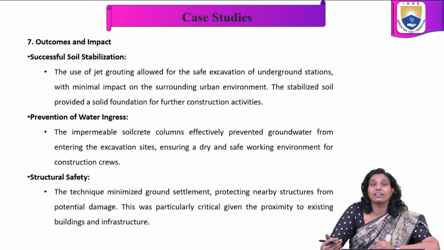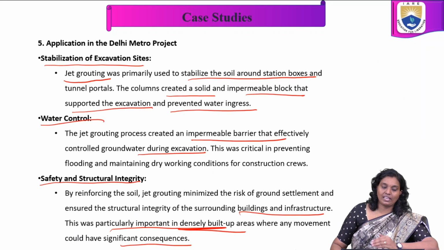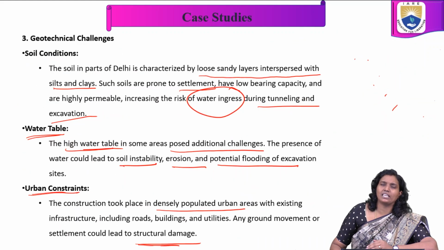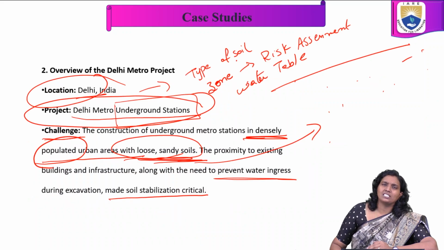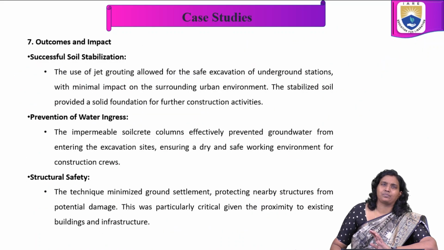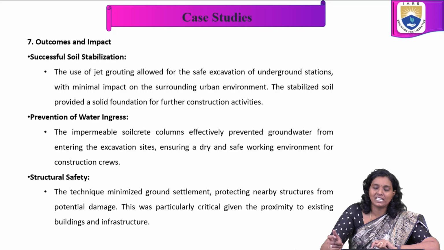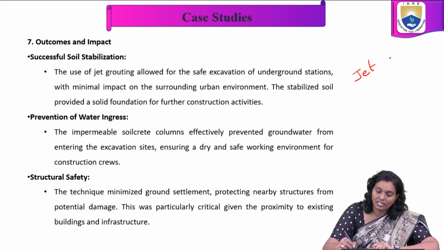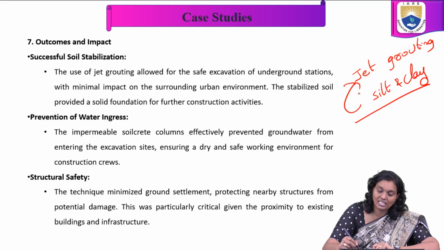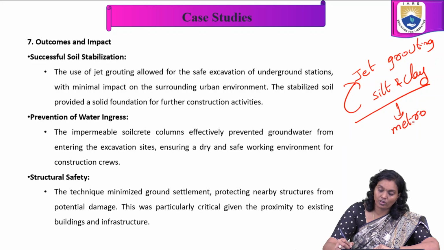Now, what are the outcomes and impacts? Till now, these are the various challenges and applications based on this technique, and in those challenges we now understand what the impact and outcome are. Successful soil stabilization, prevention of water ingress, and structural safety are the major outcomes we get from using the jet grouting technique for these kinds of soils. Jet grouting is a ground improvement technique. Silt and clays are the type of soil. So once we choose this technique, these are the outcomes and impact for the metro project.